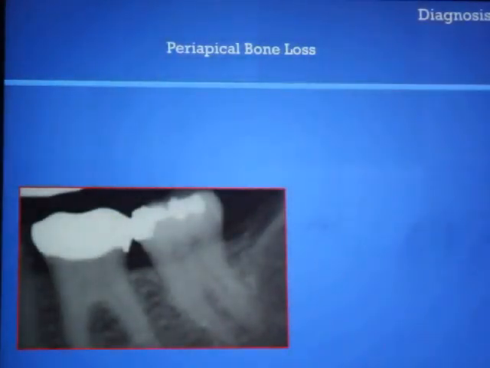Let's see this case once again. The patient comes with a pain. Again, there is an irreversible pulpitis. This is just similar to the one we saw earlier. The patient doesn't know which tooth is giving pain. This crown was placed recently, and this amalgam was there for quite a few years.